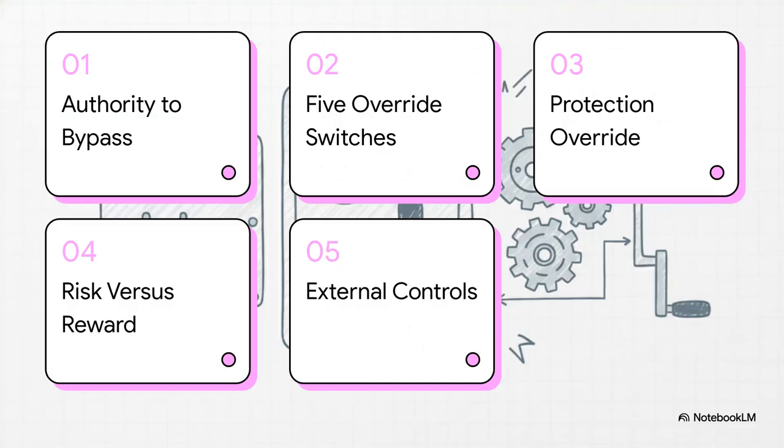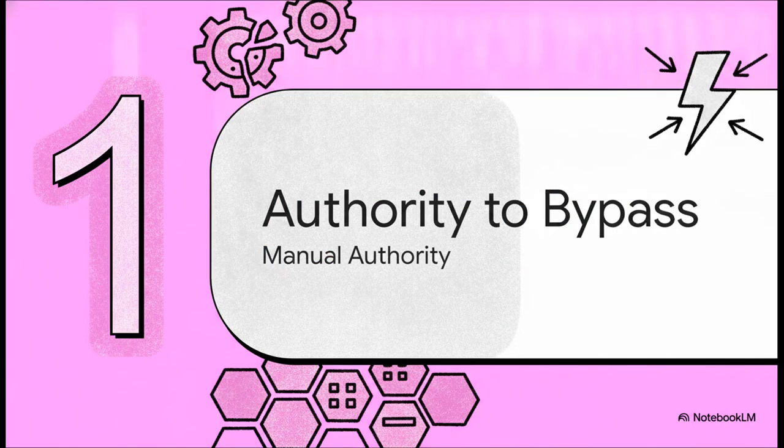Okay, here's our quick roadmap for today's explainer. We'll hit the authority to bypass, break down the 5 override switches, dive deep into the engine protection override, weigh risk versus reward, and wrap up with external controls and e-stops. Let's get right into Section 1, the authority to bypass.